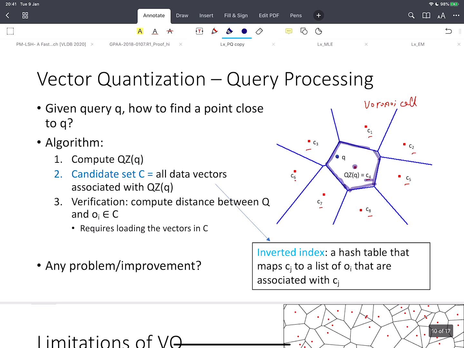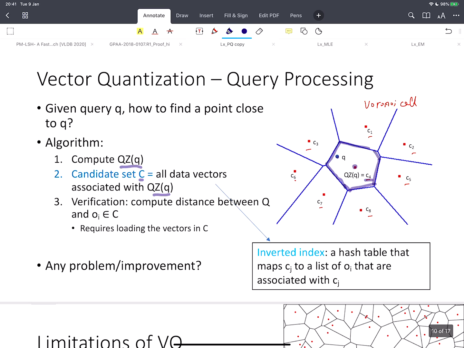Let's say whenever you have a new query, you compute which cell this Q falls into. Essentially, you calculate the distance between Q and each and every code word or center, and you determine which cell you belong to, and you can find its corresponding code word. Then you create a candidate set C, which are all the data vectors associated with that particular code word or center.